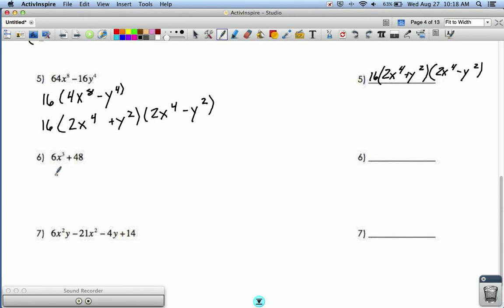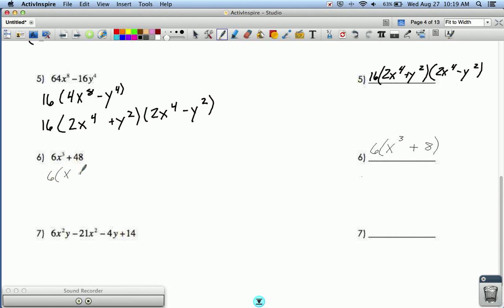Here it looks like we can take a 6 out and there won't be anything left to do after that. So we have 6, and now we have x cubed plus 8. And did I speak too soon? That looks like it might be a sum of cubes. So let's take a step back here.